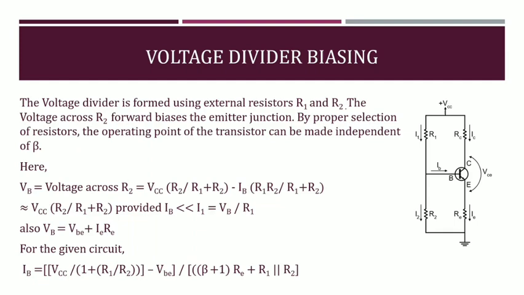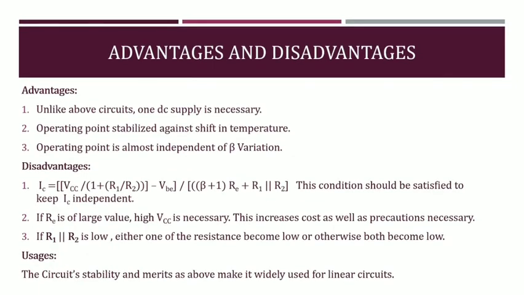If we see about advantages and disadvantages of this circuit, advantages are, unlike the above circuits, here only one DC supply is necessary. The operating point is stabilized against shift in temperature. The operating point is almost independent of beta variation.